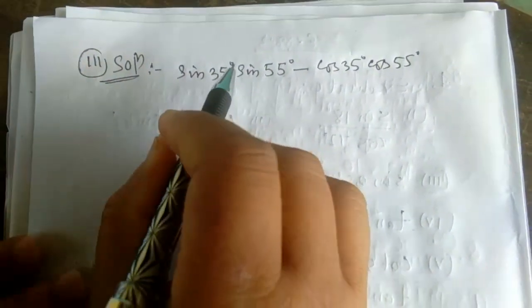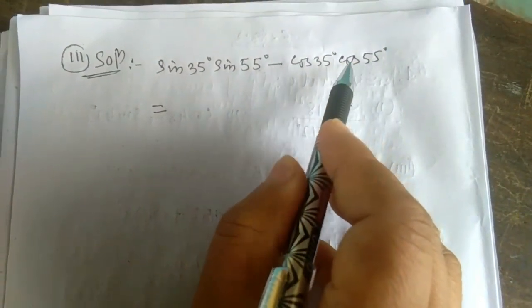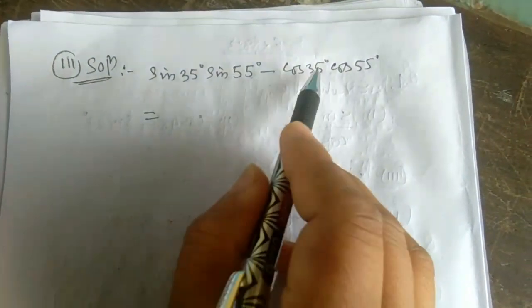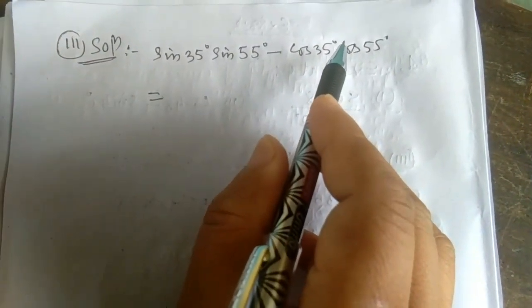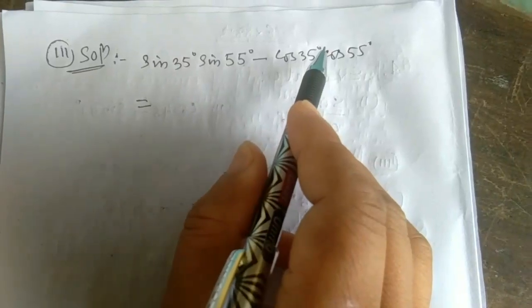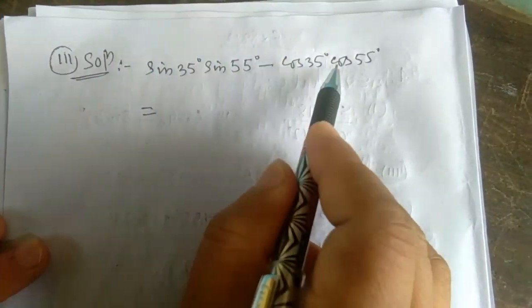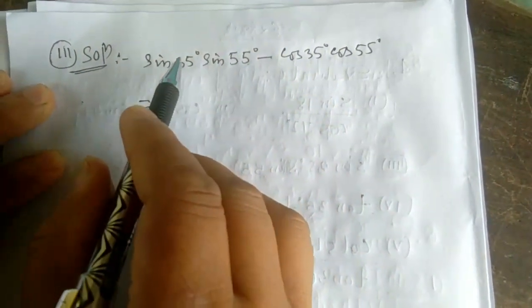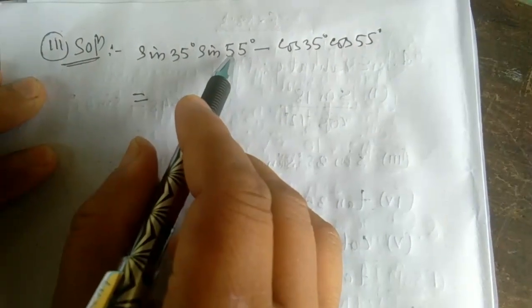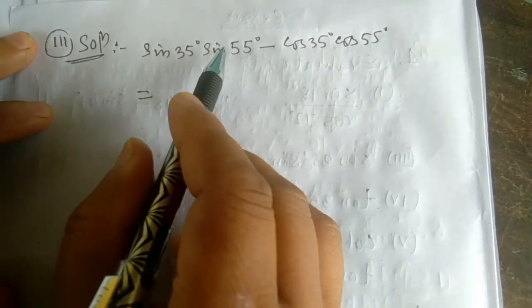First you have to see how many angles are there. You may think 4 angles here, 1 2 3 4, but no, it is not 4, only 2 angles are there, 35 and 55. If 2 angles are there, you have to apply the formula in any one, and both are less than 90 degree. So you have to apply the complementary formula in any one, either in 35 or in 55.